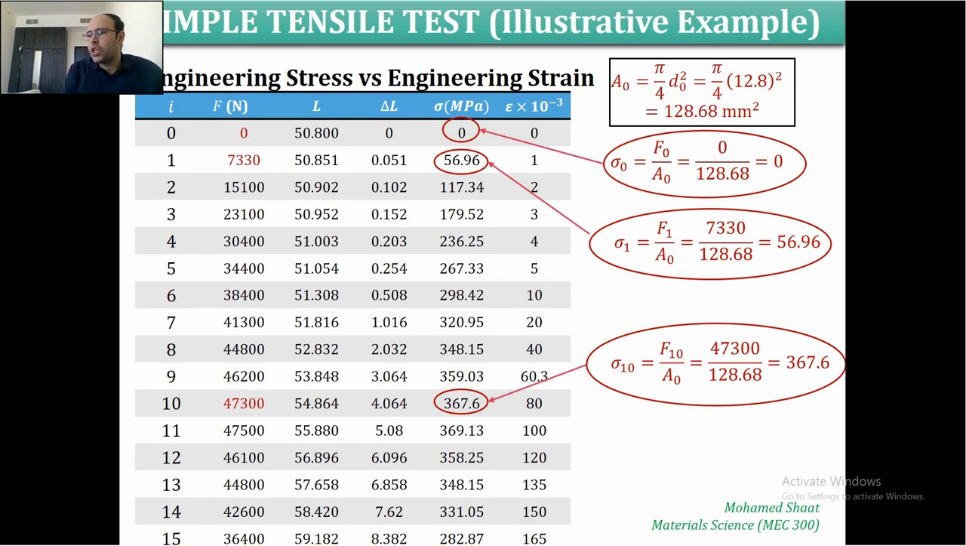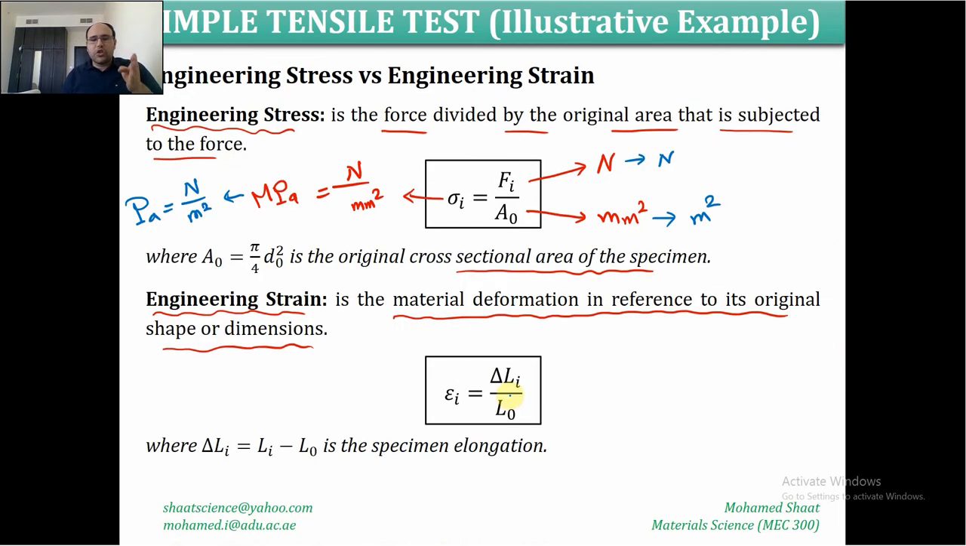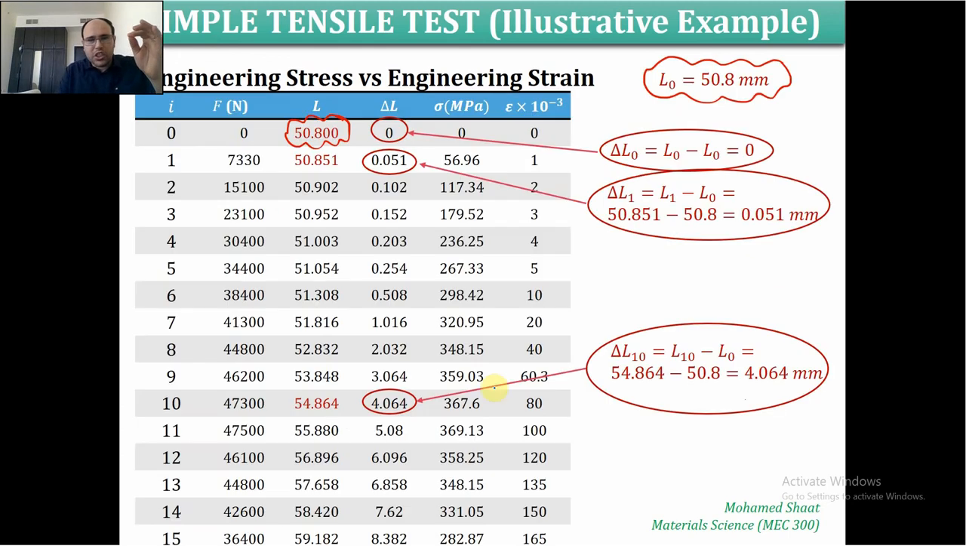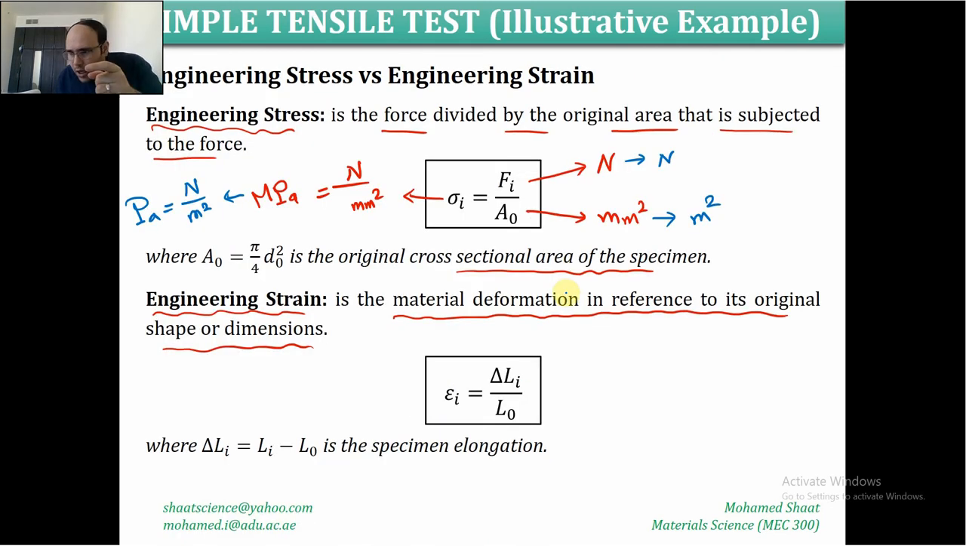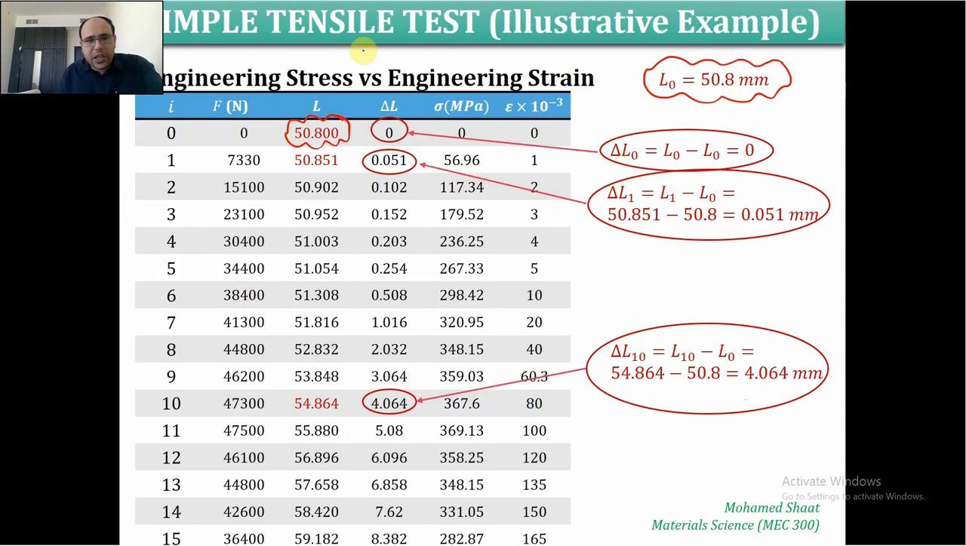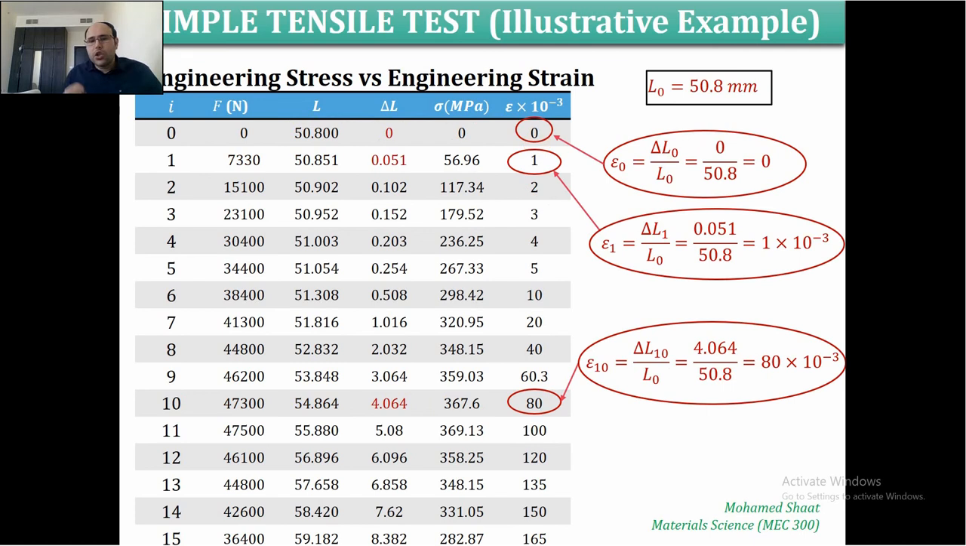How about the engineering strain? As we define the engineering strain, it should be the instantaneous elongation that we just calculated here. We already set up this column. We found the values of the instantaneous elongation at every instant of time. If we divide this delta Li over the original length, which was already given here as 50.8, we're going to end up with the strain. So simply, the first strain value at instant 0: the elongation is already 0. So if you divide delta L0 over L0, which is 0 over 50.8, this is going to give us 0.